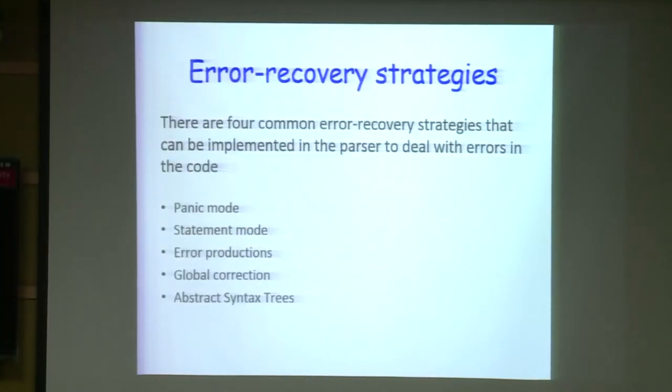There are different common strategies to implement in a parser to deal with error codes: panic mode, statement mode, error productions, global correction, and abstract syntax trees. In panic mode, we check whether our program has some sort of error, might be a semicolon, a keyword error, or variables not declared properly. It will break that code and stop execution. It will not check the whole program. It will stop and give us the error. In that way, the speed of the compiler will be minimized.